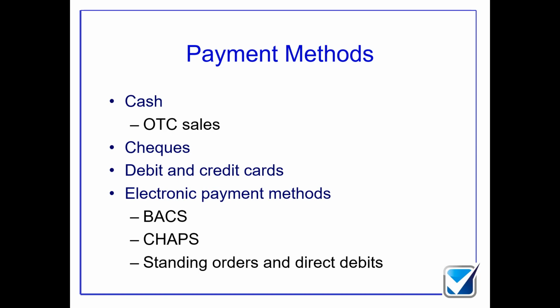You can also have standing orders and direct debits, which allows money to go directly from your bank account to somebody else, which allows for immediate payment of amounts. These types of standing orders and direct debits are usually used to pay off expenses rather than purchases. So it might be the electricity bill being paid off every month.